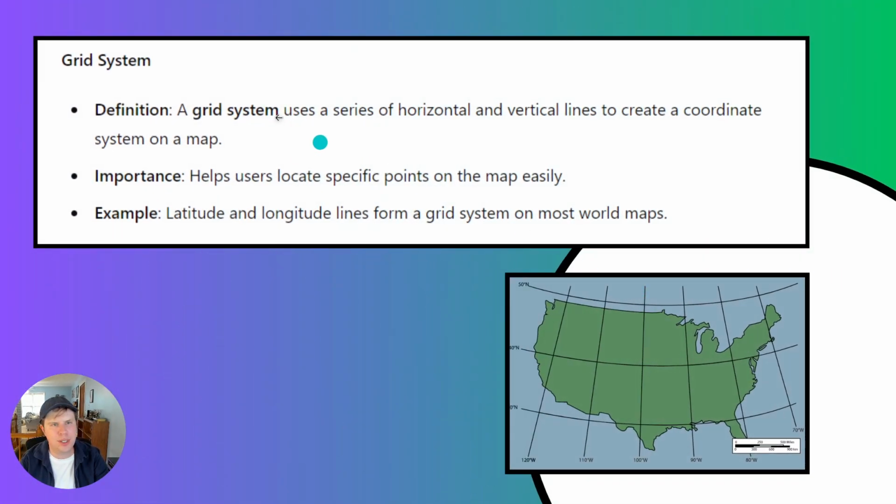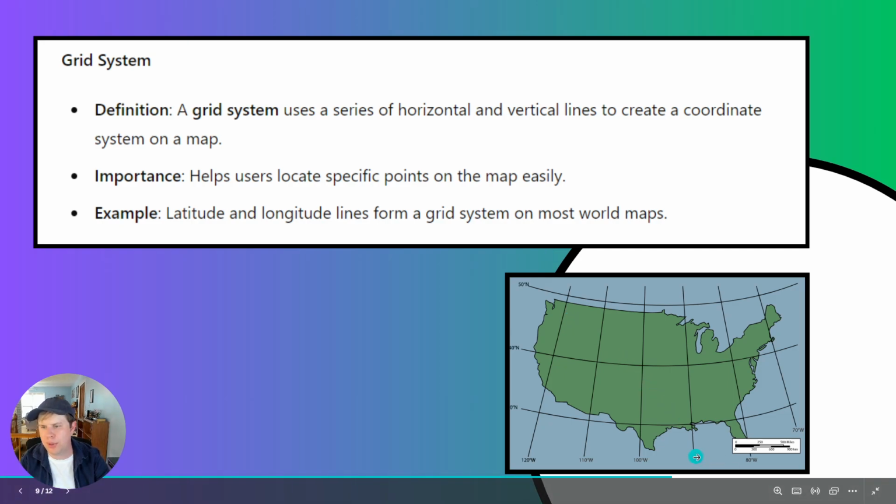A grid system, which I mentioned a moment ago, uses a series of horizontal and vertical lines to create a coordinate system on a map. Think latitude and longitude to help you pinpoint where things are. It helps users locate specific points on the map easily. Latitude and longitude lines form a grid system on most world maps.